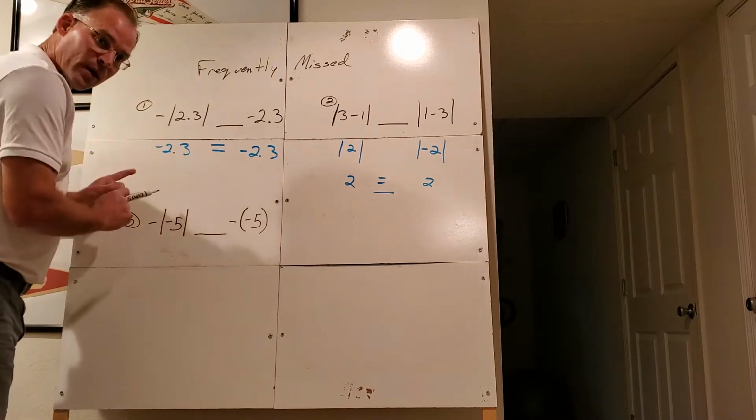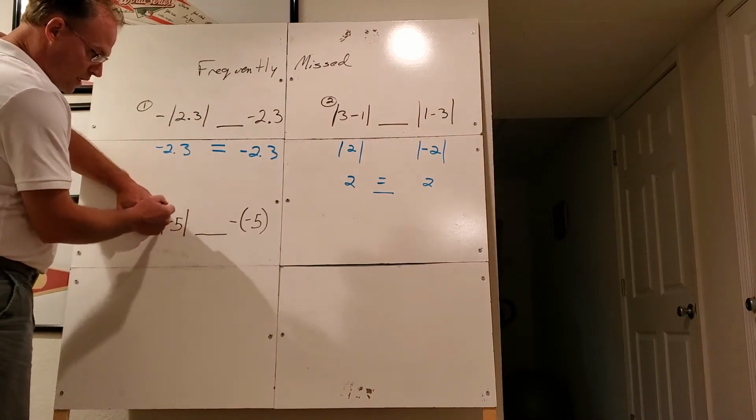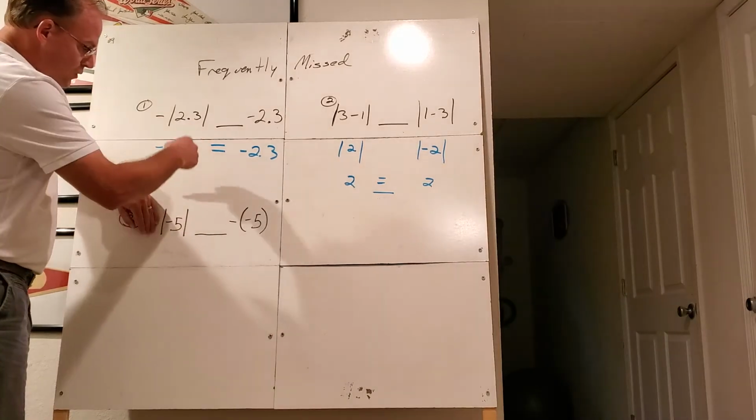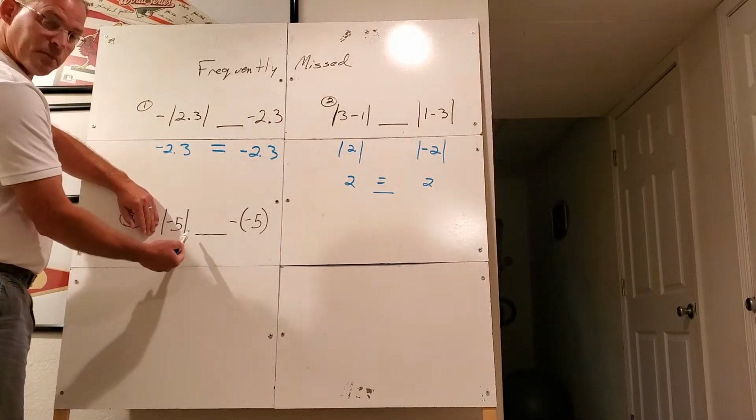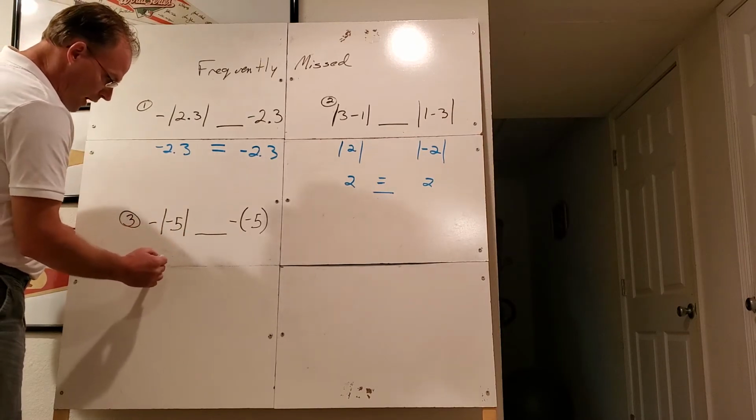All right, and number 3, again, absolute values in parentheses deal with things differently. Absolute value, you got to do all this stuff in here first. It's just a negative 5, so the absolute value of negative 5 is positive 5. The opposite of that is negative 5.